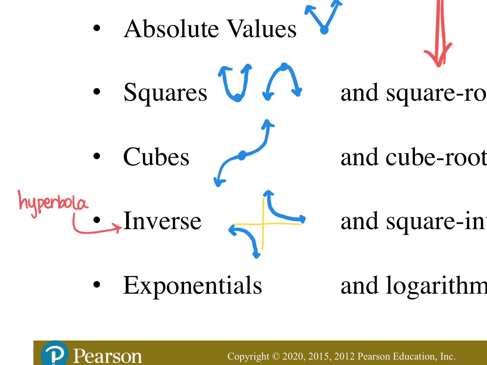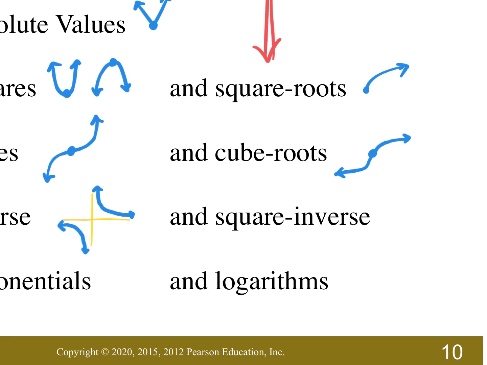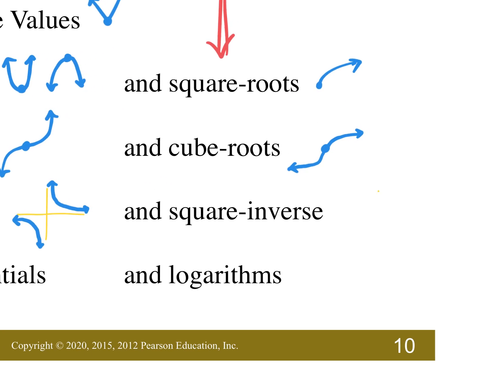What's the only way to flip it to quadrants 2 and 4? Throw a negative in front of it. Okay, then you flipped it to quadrants 2 and 4. A square inverse also has asymptotes.